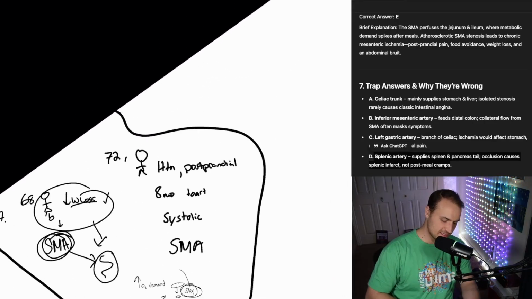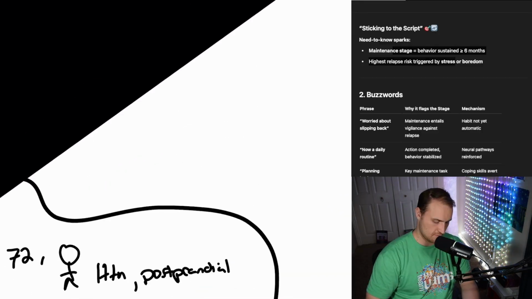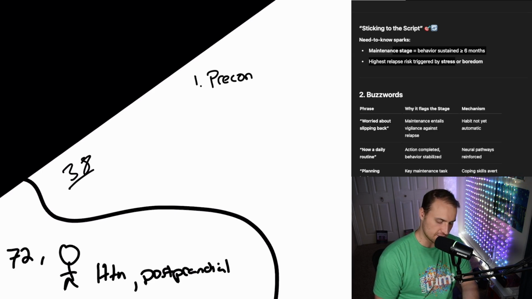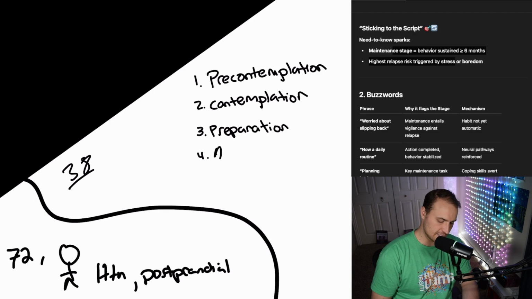37. Look, guys, Step isn't that hard. It's a whole bunch of memorization. What are we on? 38. For this one, we need to know the stages of change. Pre-contemplation, contemplation, preparation, action, maintenance.